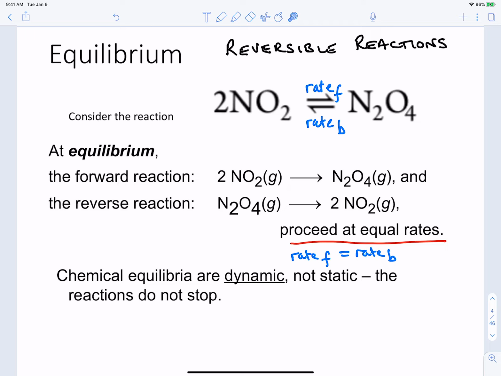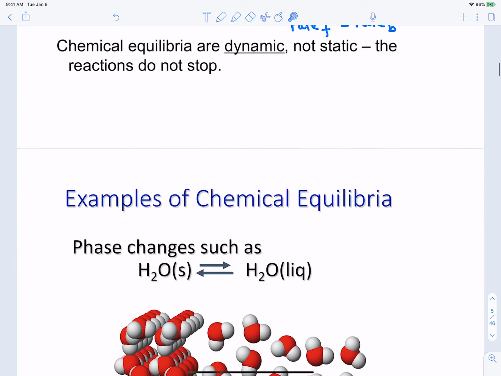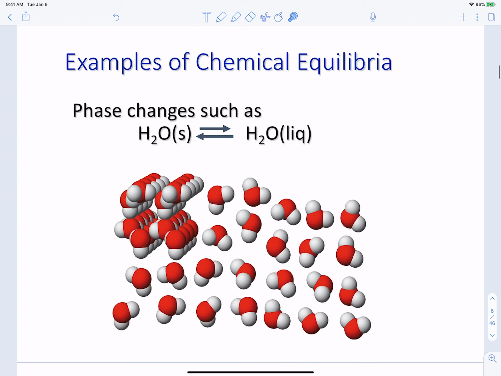So they're continually proceeding backwards and forwards, but they're occurring at the same rate. And because they're occurring at the same rate, the concentrations of the reactants and the concentrations of the products remain constant at equilibrium. They don't necessarily have to be the same, but the concentration doesn't change. And so there are many examples of chemical equilibrium.